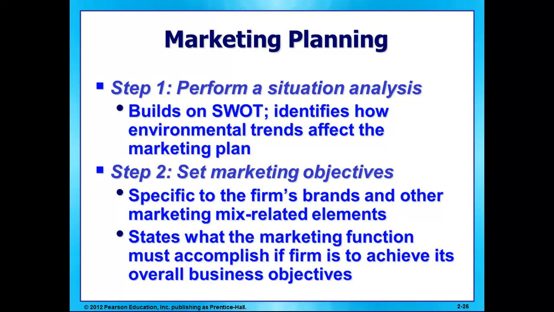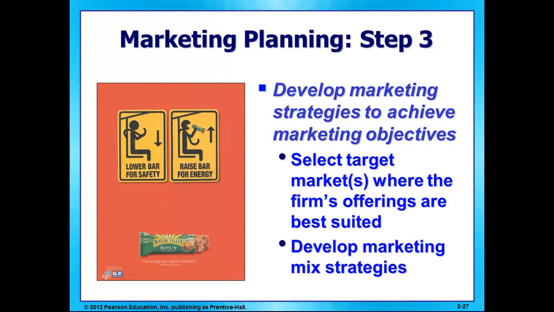Step 2 is to set the marketing objectives. And these objectives now are also specific to the specific division that the marketing planning is being accomplished for. Step 3 is to develop marketing strategies. And as we learned in Chapter 1, one of the most important steps in this is to select the target market and then to develop the strategies for each of the 4 P's.